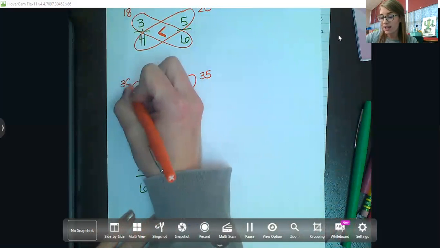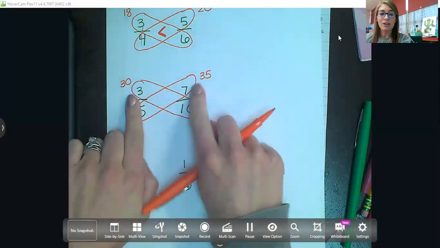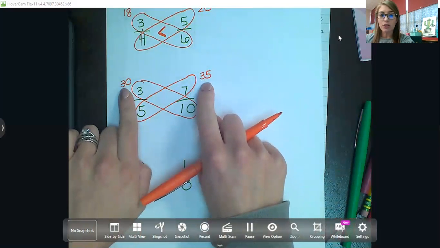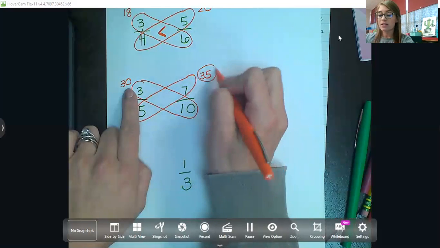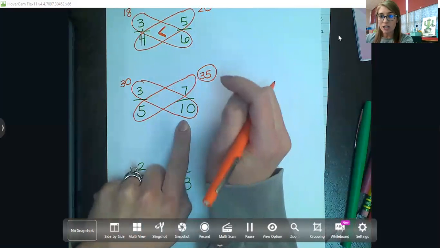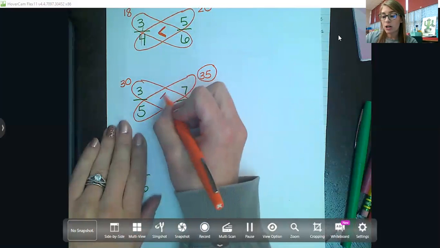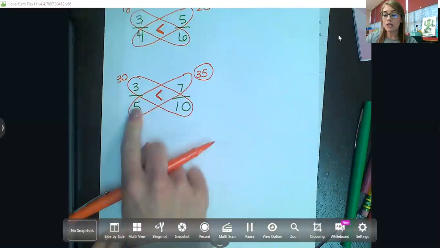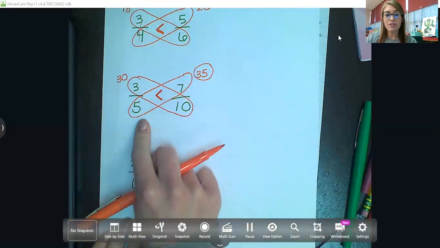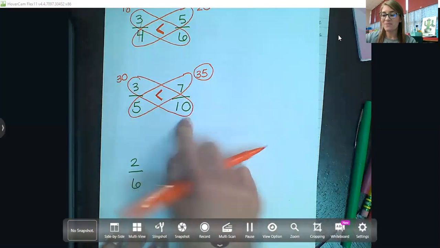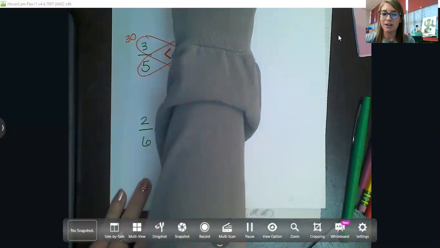Wonderful. Okay. And then we're going to look at these two numbers that we put up by our numerators. Which number is larger, 30 or 35? Very good. This 35 is larger, which means that 7/10 is the larger fraction. So we are going to make sure that our symbol is going the right way so that we can read this as 3/5 is less than 7/10. All righty, let's do one more together.